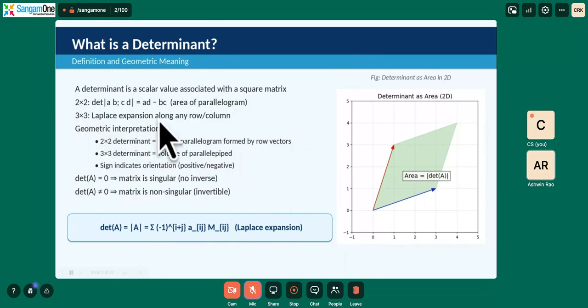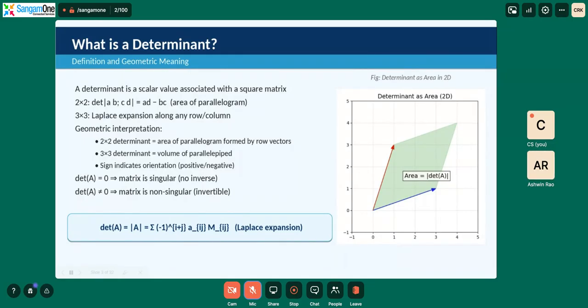And for 3 cross 3, it is the Laplace expansion along any row or column. This is the main Laplace formula. Ij represents row and column numbers. And the geometric interpretation, as you can see here: the 2 cross 2 determinant is the area of the parallelogram formed by row vectors, and the 3 cross 3 determinant represents the volume of the parallelepiped. Sign indicates orientation, positive or negative.